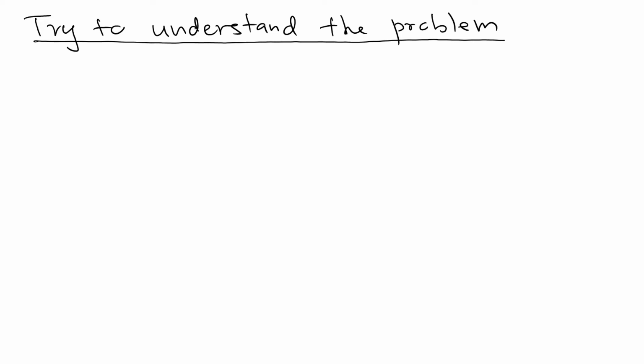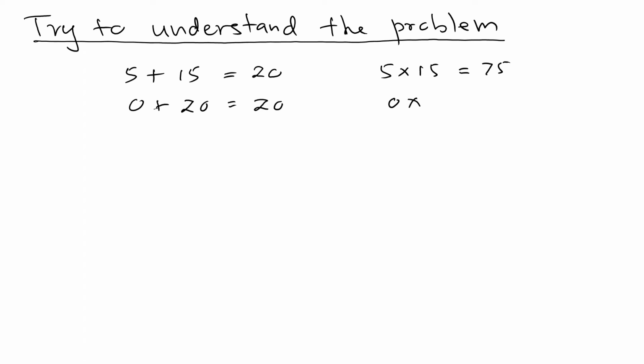So it says that the sum of the two numbers is 20. Let's say we pick numbers like 5 and 15. You can see these numbers add up to 20. But what's the product? When you multiply 5 and 15, you get 75. Also, how about 0 and 20? That also adds up to 20. 0 times 20 is 0.